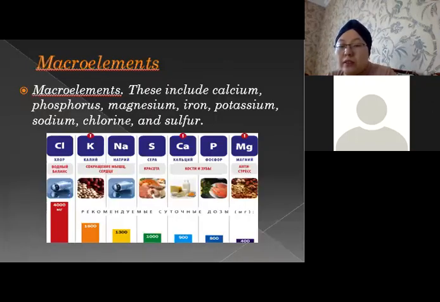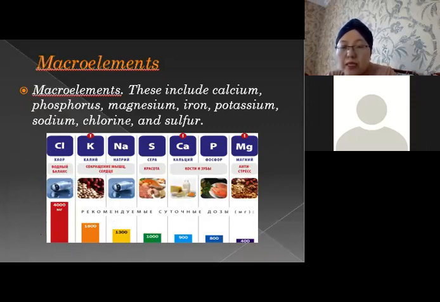So the macro elements are named calcium, chlorine, potassium, sodium, sulfur, phosphorus, and magnesium. Those are taken into our body as constructive materials.